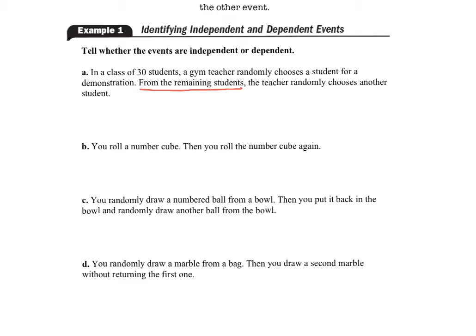So that probability of the second event has been affected by the first event. So these are dependent events. Okay? B. You roll a number cube or a dice, then you roll the number cube again. Well, these events would be independent because what you roll the first time is not going to affect the probability of what you roll a second time. It's not like you roll it and then that number can't be rolled again. So these two do not affect each other. Therefore, they are independent events.